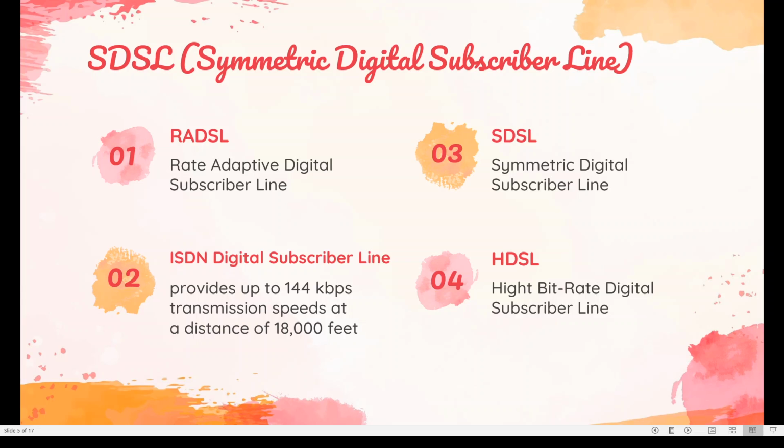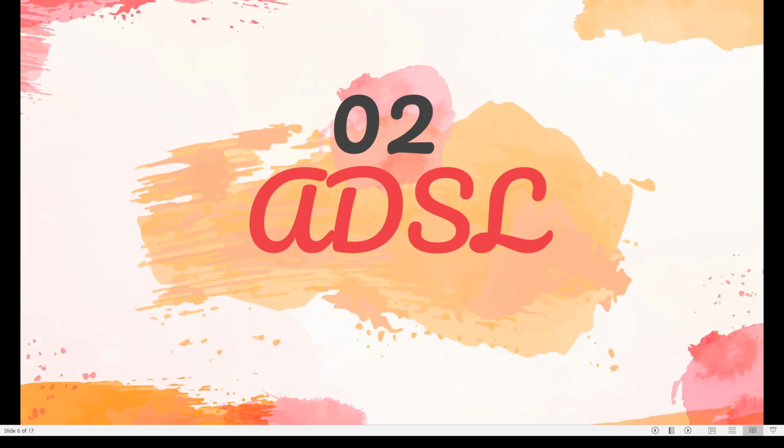And finally, we have HDSL, which is high bitrate digital subscriber line. And high bitrate digital subscriber line also provides a symmetric condition that is, as I mentioned earlier, upstream speeds and downstream speeds are the same and they range from 1.544 Mbps to 2.048 Mbps at a distance of 12,000 to 15,000 feet. So the next one is the ADSL, which stands for Asymmetrical Digital Subscriber Line.